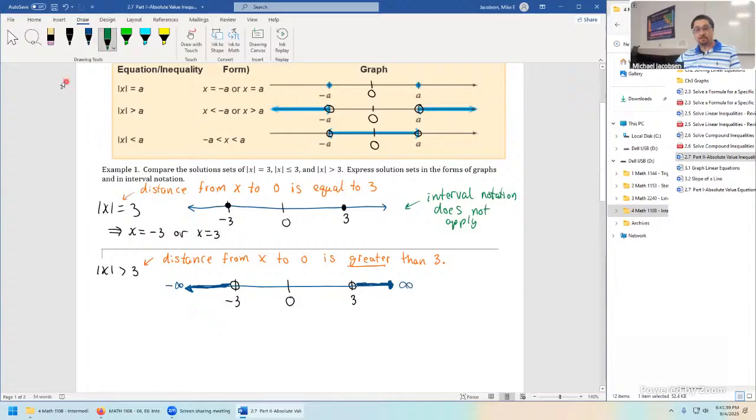If we were to write that out in interval notation, this would be -infinity up to -3. We use the union symbol again, so this makes a comeback from section 2.6. And then from 3 to +infinity. So that's the graph, that's the interval notation.